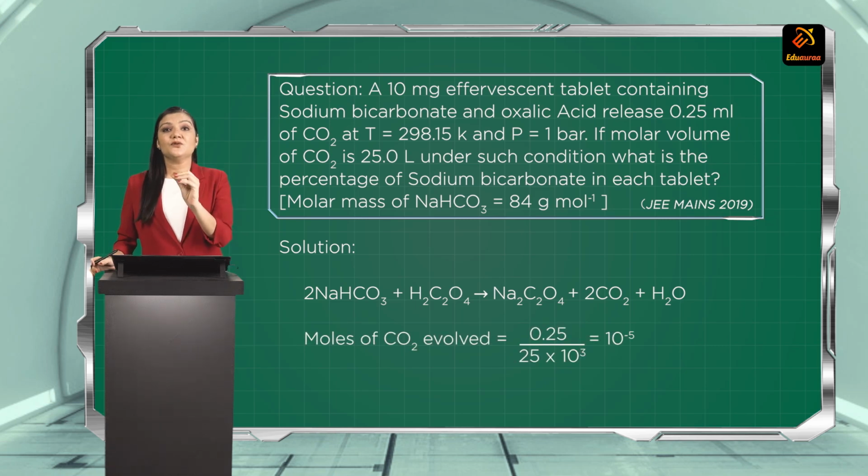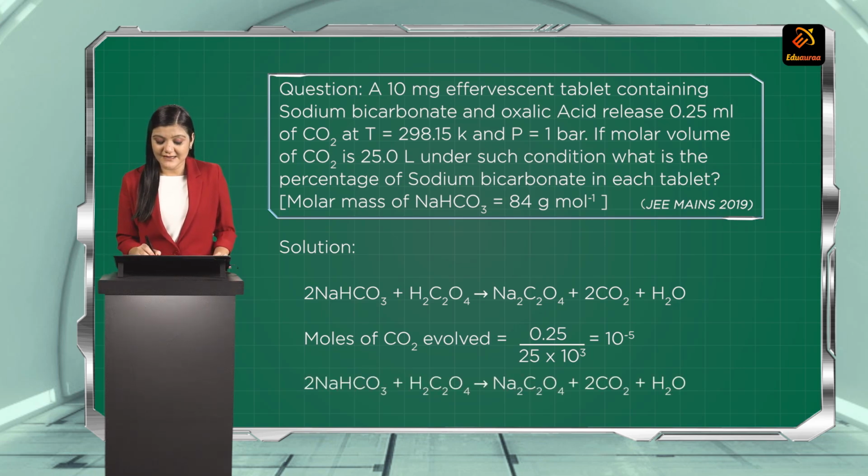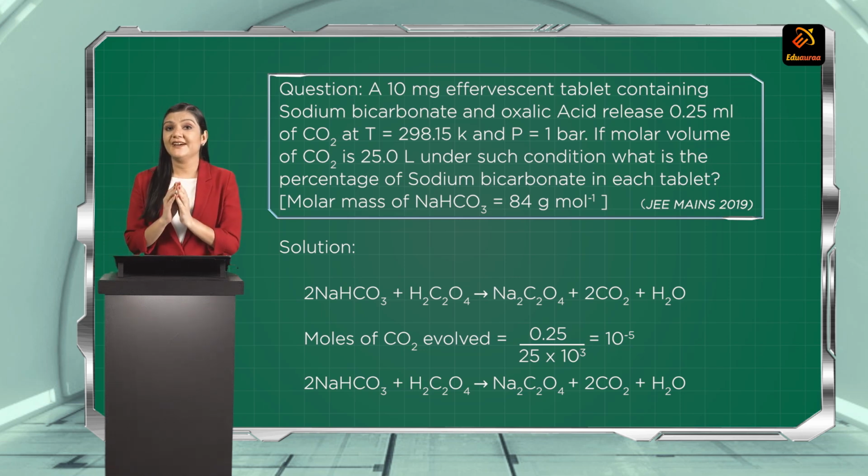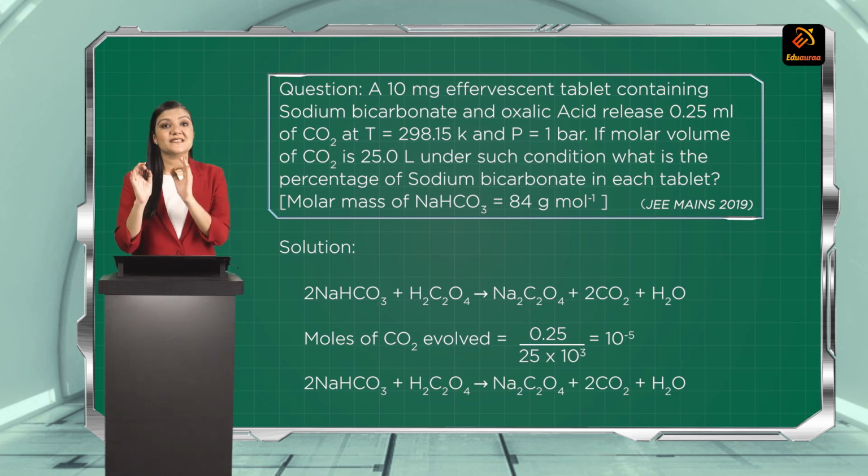So moles of CO2 released are equal to 0.25 divided by 25 into 10 raised to 3. So the moles of CO2 are equal to 10 raised to minus 5. Now if I compare the moles of CO2 and NaHCO3 in the balanced reaction, then both are same. Therefore, moles of CO2 is equal to moles of NaHCO3, which are equal to 10 raised to minus 5.